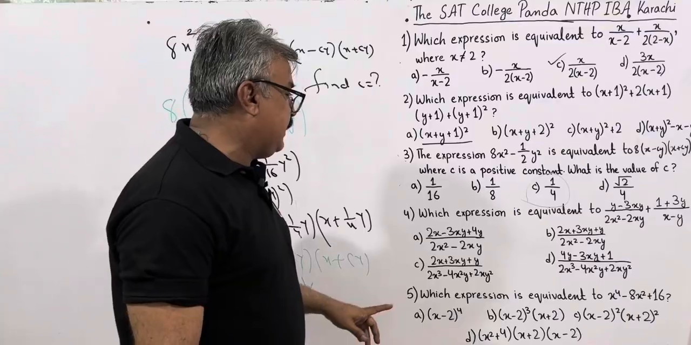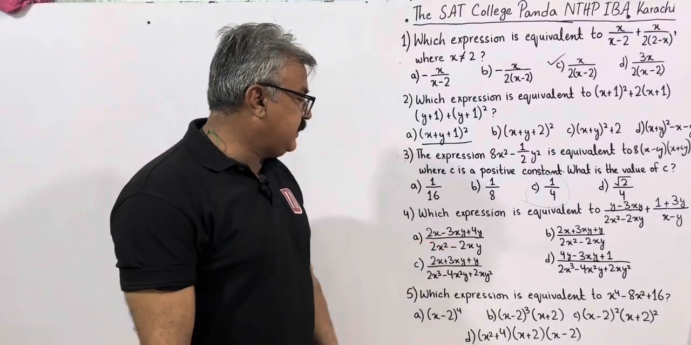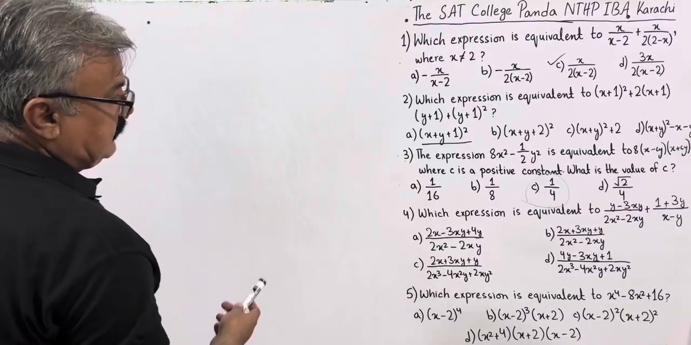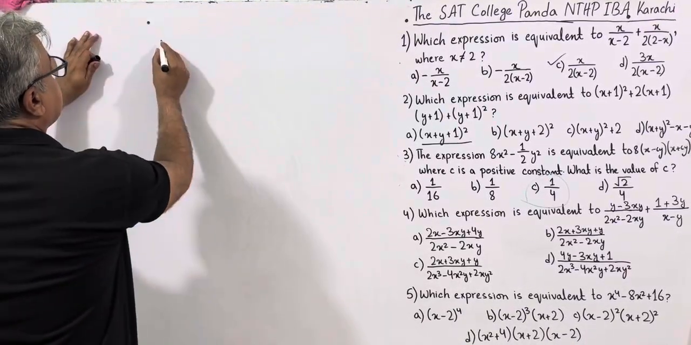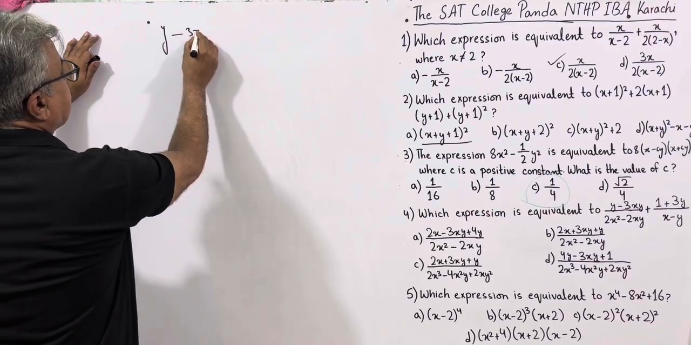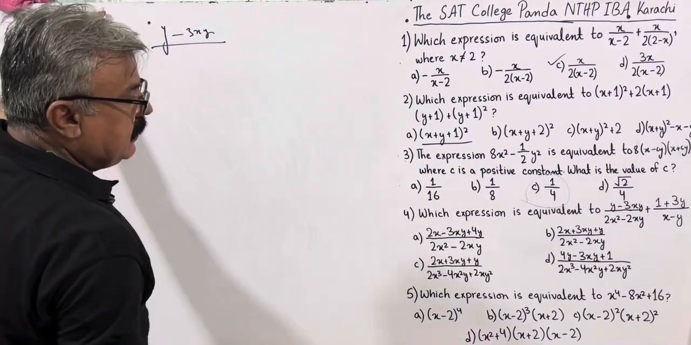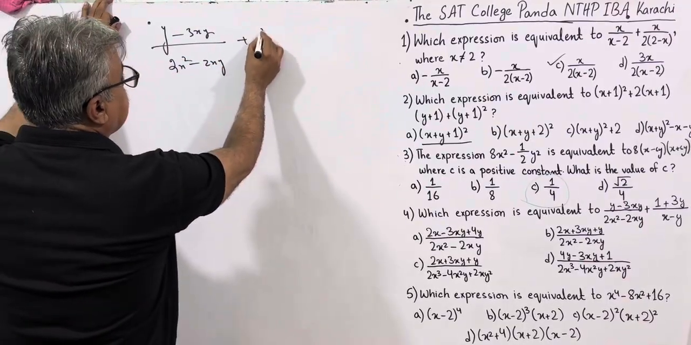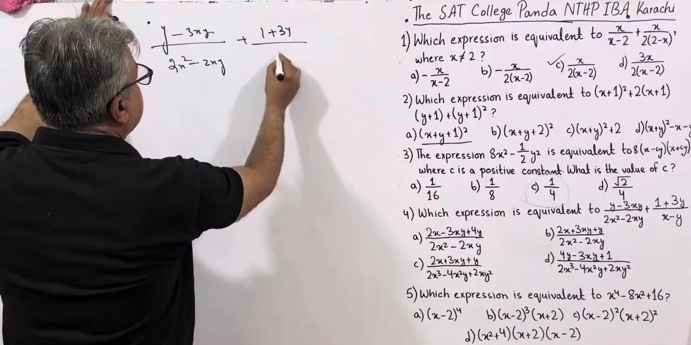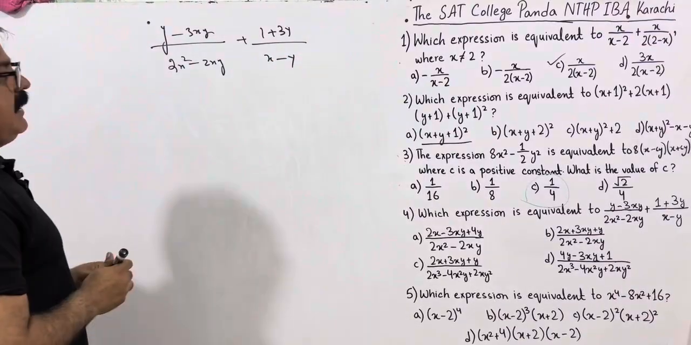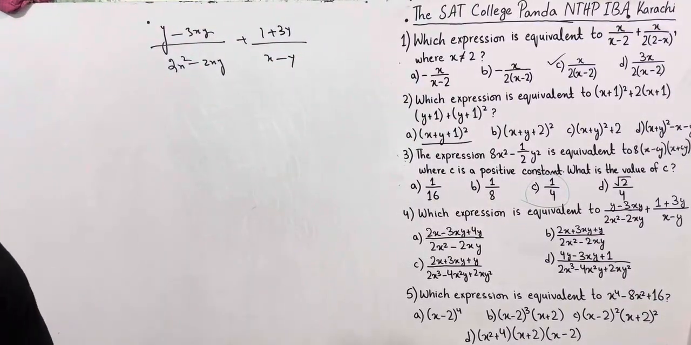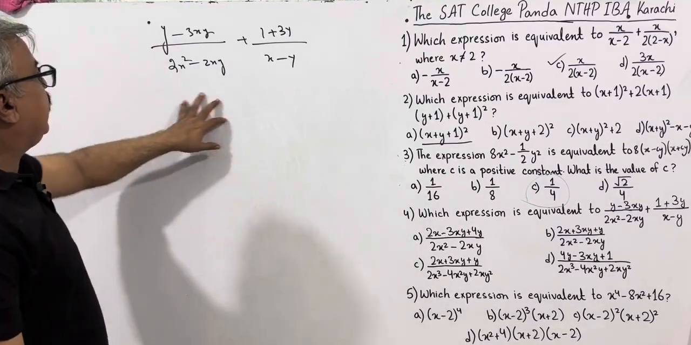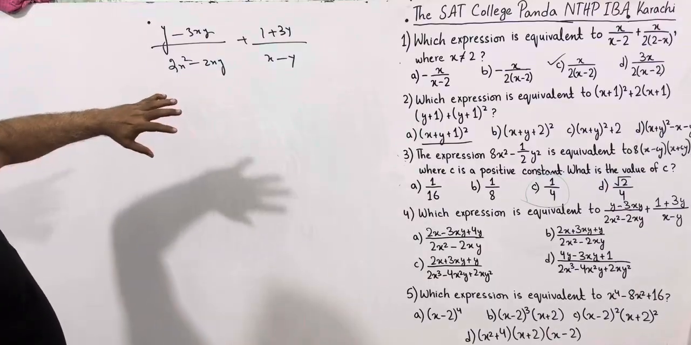Moving towards the next question: which expression is equivalent to, we have given some expressions, that is y minus 3xy divided by 2x square minus 2xy plus 1 plus 3 times y divided by x minus y. I have already told you taking common is a wonderful thing. Then you blindly take LCM, this or that. Taking common is a wonderful thing.